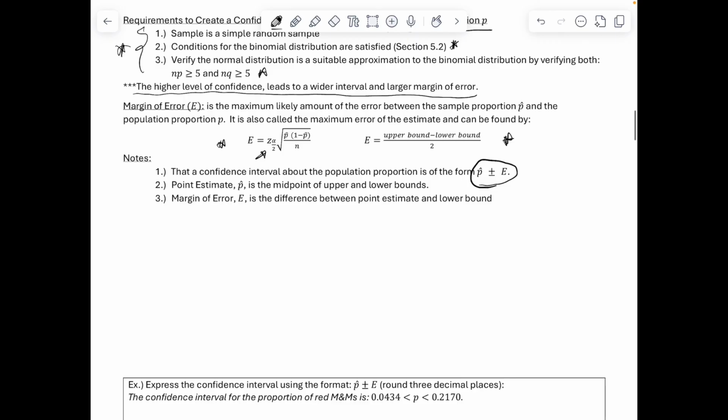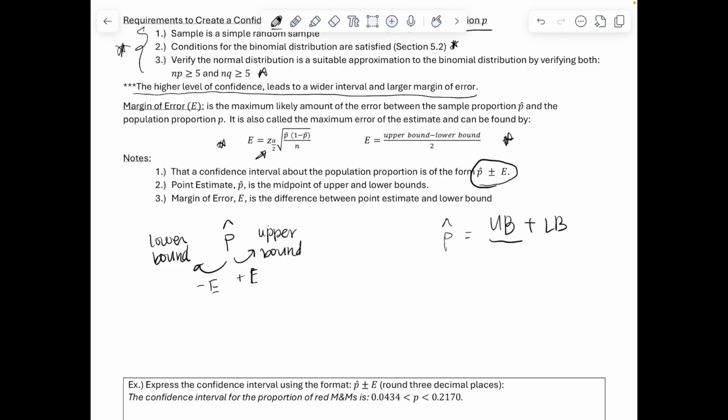So we're going to add a few formulas here that need to be written down in your notes. And this is going to be the p hat. You can add E and subtract E, and this is going to give us our upper bound and our lower bound. And then to get our p hat value, we can take our upper bound plus our lower bound and divide this by 2. This is also called the midpoint.